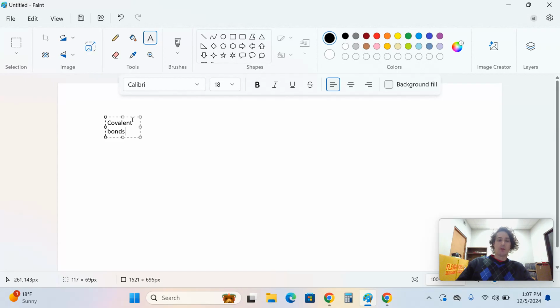Okay. And when we say covalent, you should be thinking the word co. The prefix co means like with, right? Like if you co-parent, you parent with somebody. If you co-inhabit, you live with somebody, etc. Right? So covalent means like two valence electrons together.